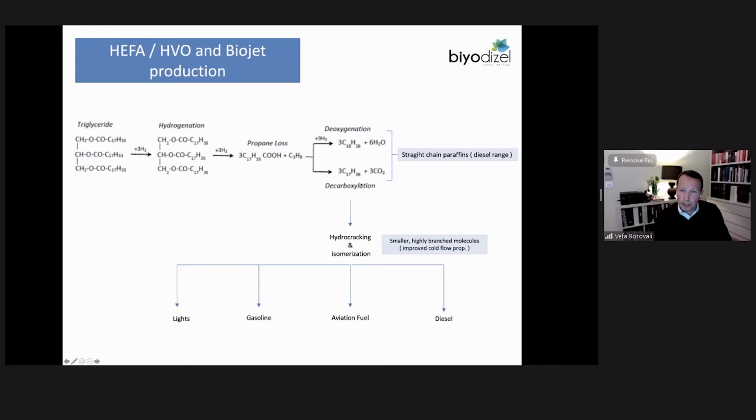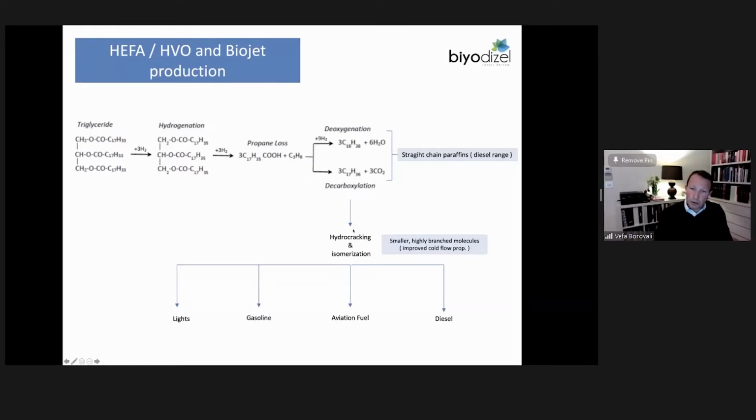Or we can go through decarboxylation, and we don't use any hydrogen, but we end up with losing 1 carbon molecule for each alkane molecule. So we end up with 17 carbon. Of course, there is some energy difference between these 2 molecules. This is purely commercial decision, and depending on the feedstock, on the preferences. So basically, at the end of these 2 processes, we end up with a straight chain paraffin mixture. It's a perfect diesel fuel.